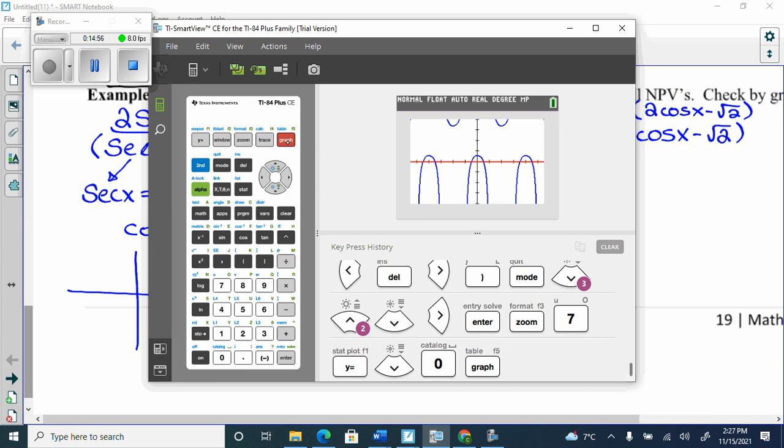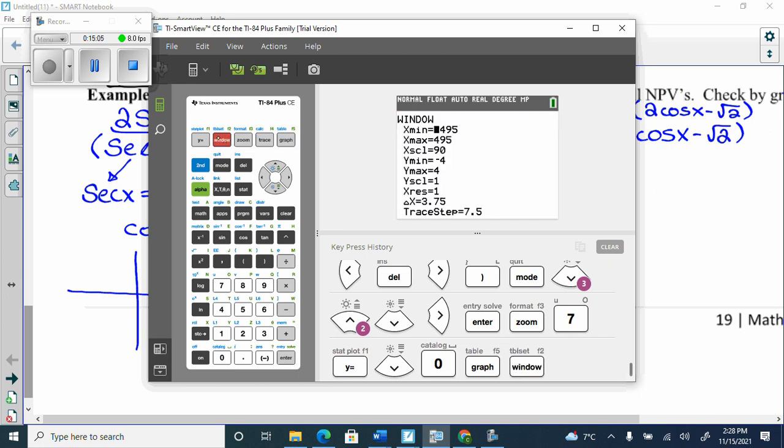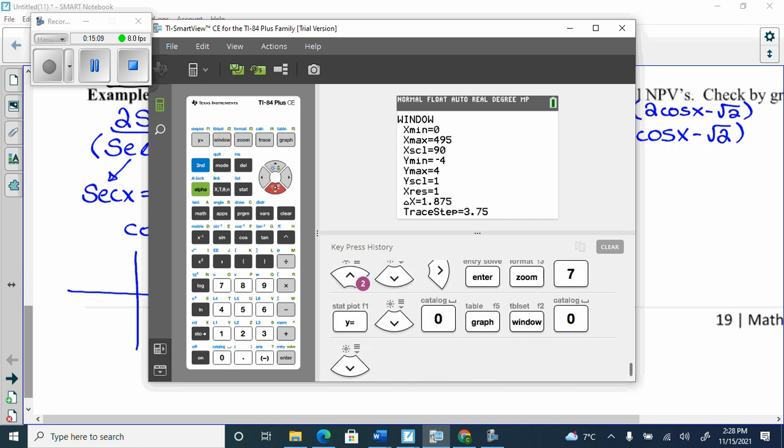Now I want to find the answers between 0 and 2 pi. Or 0 and 360, sorry, because I want just the standard angles. So I'm going to go to my window, and I'm going to make my x min be 0, and my x max be 360. So that I'm just seeing those standard coordinates. Do you agree? 0 and 360.